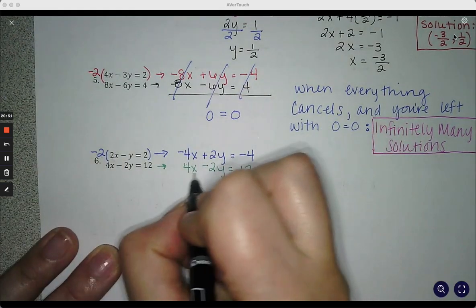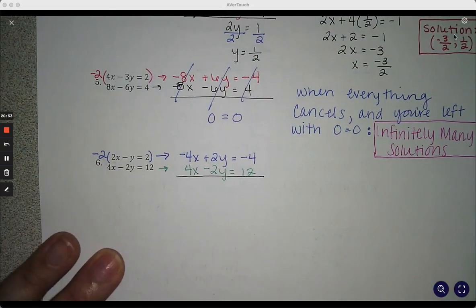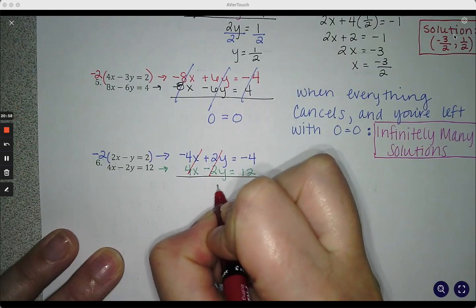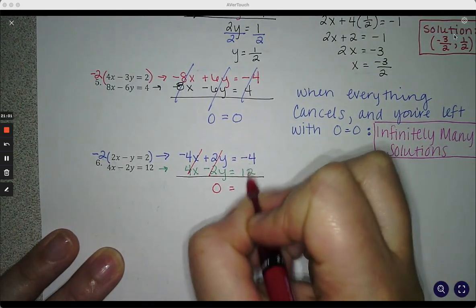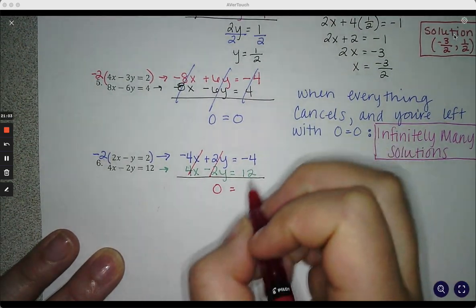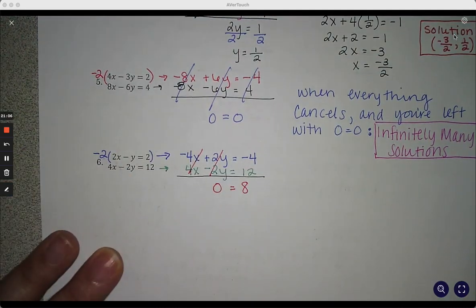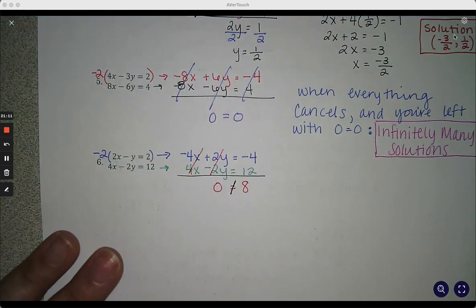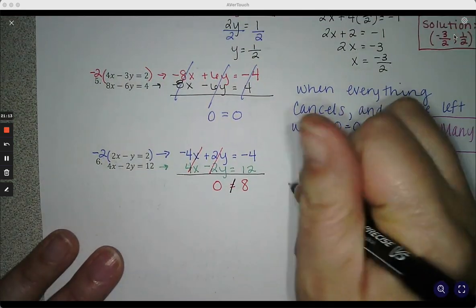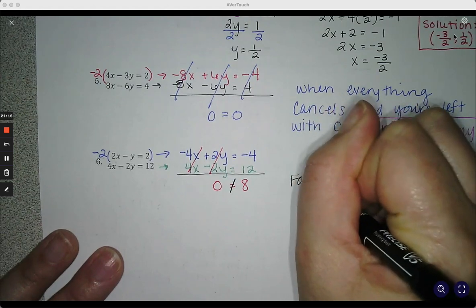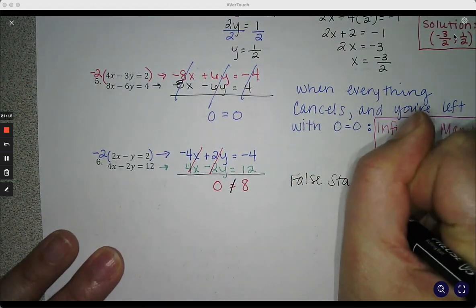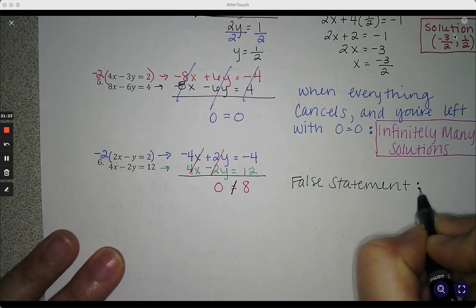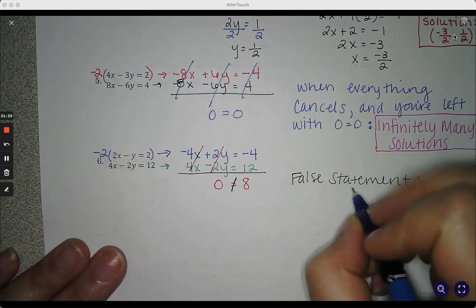So when I add these together, almost everything cancels. So these cancel on the left-hand side. Those cancel out, which gives me a 0. But on the right-hand side of the equal sign, that doesn't cancel out. That gives me an 8. Okay? These are not equal. So when I have a false statement, just like I have right here, false statement, we have no solutions.